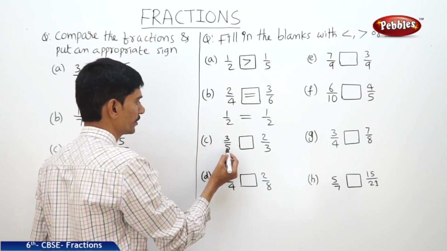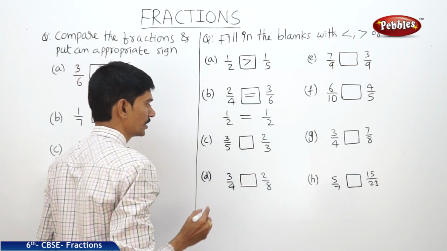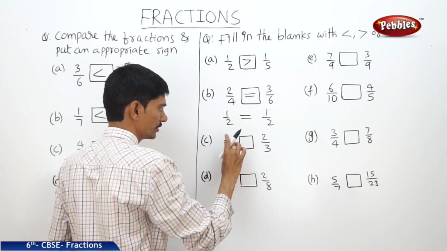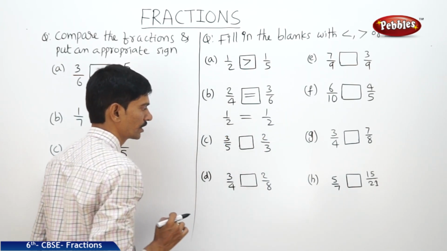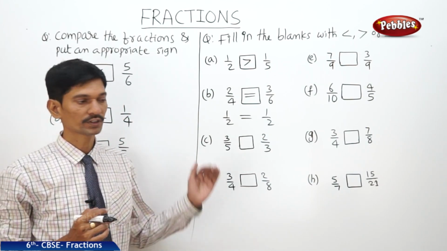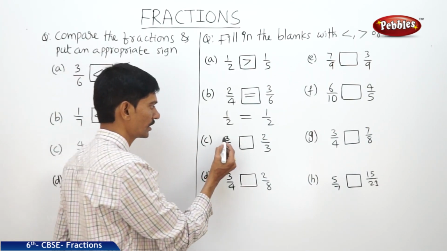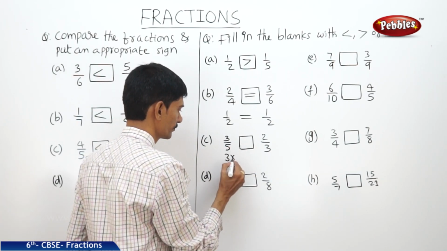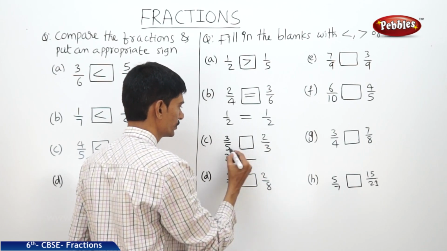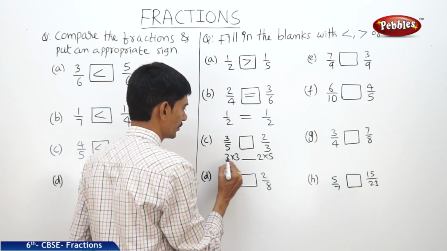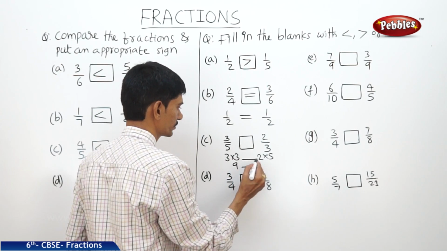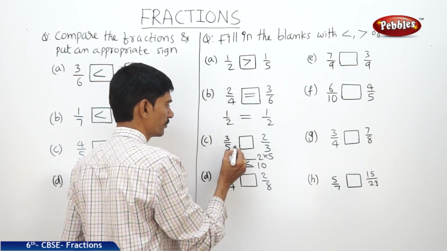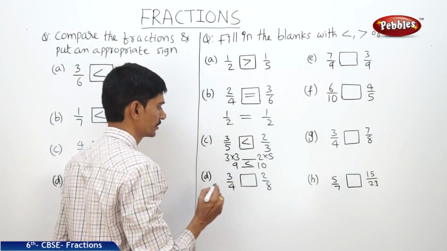Next, 3 by 5 dash 2 by 3. Here the denominators are not equal, the numerators are not equal, and they are in the simplest form. So how do we compare these two fractions? Let us do the cross multiplication: 3 into 3 dash 2 into 5. 3 3s are 9, 2 5s are 10. So 9 is less than 10, so 3 by 5 is less than 2 by 3.